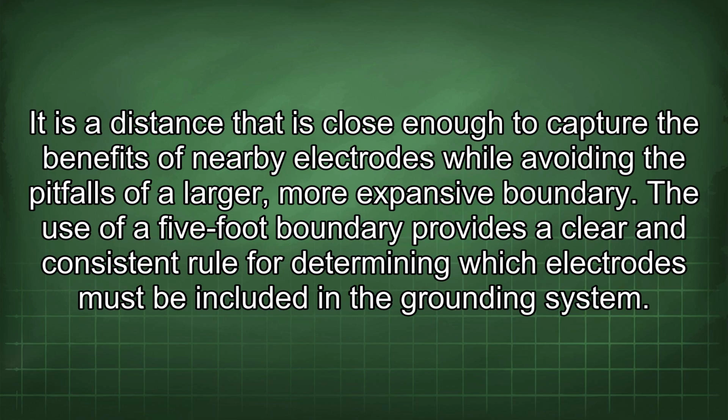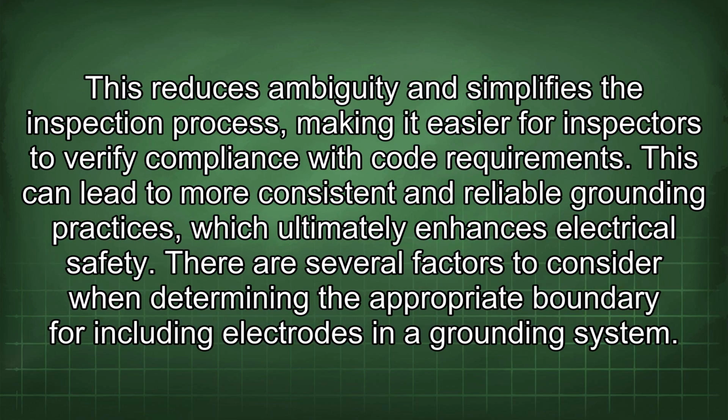The use of a 5-foot boundary provides a clear and consistent rule for determining which electrodes must be included in the grounding system. This reduces ambiguity and simplifies the inspection process, making it easier for inspectors to verify compliance with code requirements. This can lead to more consistent and reliable grounding practices, which ultimately enhances electrical safety.